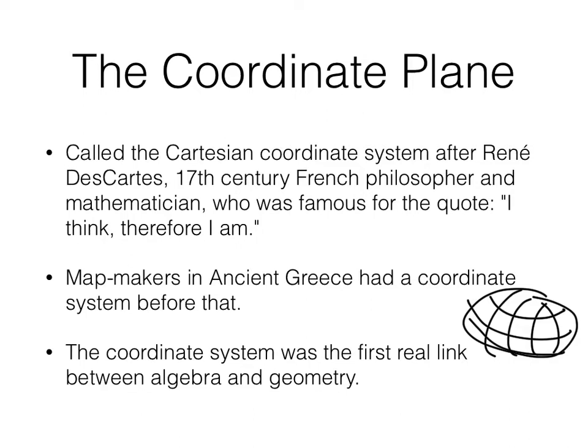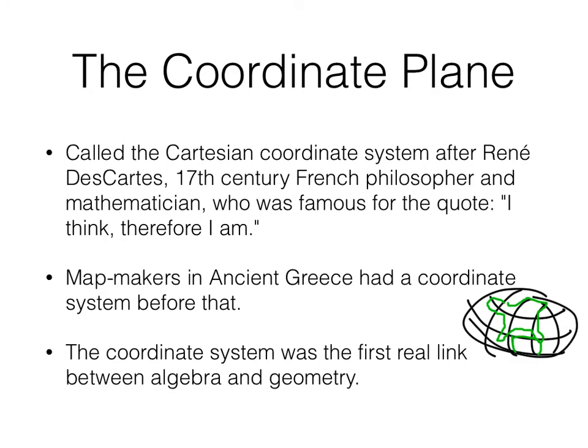Anyway, he developed the Cartesian coordinate system, but we actually had it before that. Map makers in ancient Greece had a coordinate system long before that. So when we talk about a coordinate system, let's see if I can draw a kind of a crappy United States, and then a South America down there. Oh, that looks awful. Anyway, we had a coordinate system already because we used it to navigate, make maps and locate things.